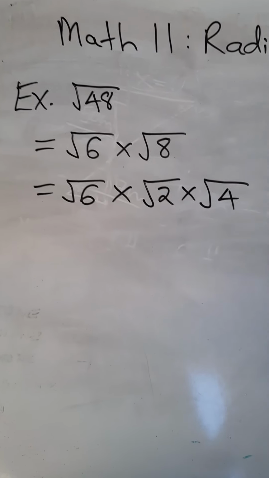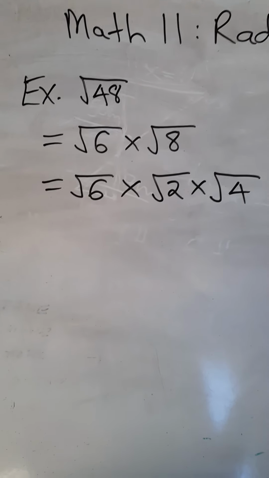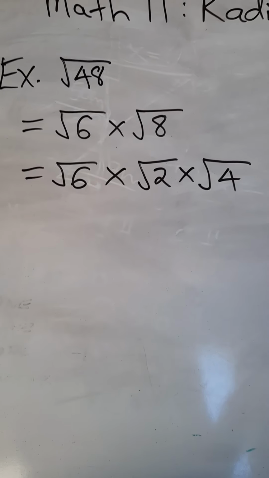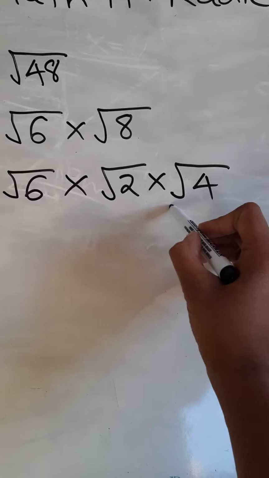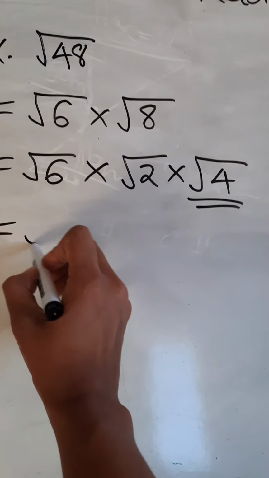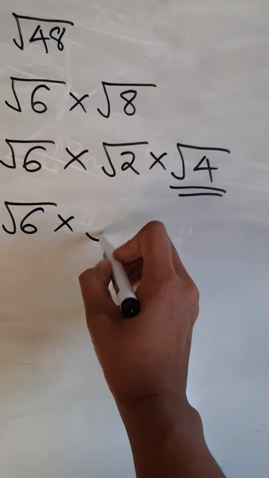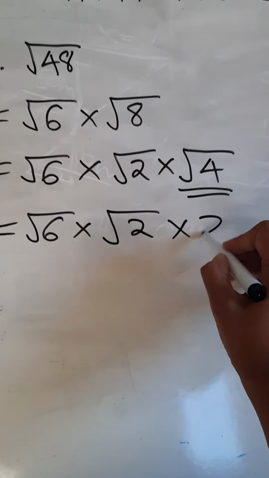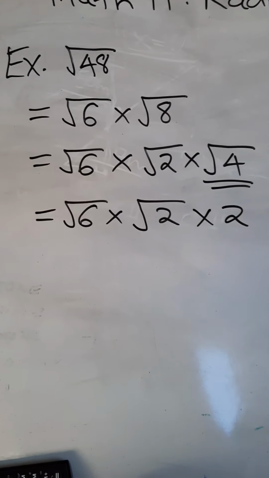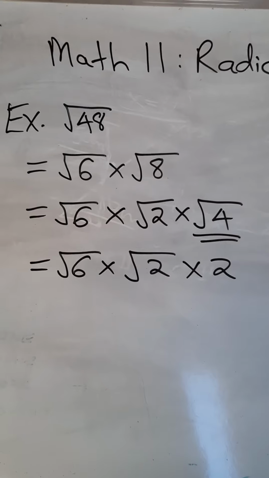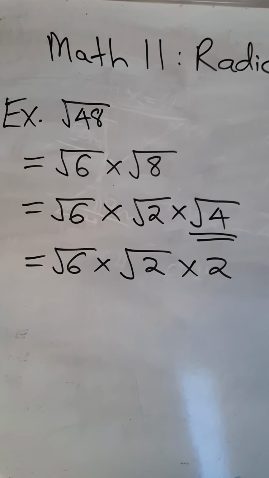Usually when you're looking for the factors, you should look for factors that are complete squares, so I know I can take the square root of it. So here I notice that I can take the square root of 4, which is 2. Okay, so we're just going to rewrite it one more time. Square root 6 times square root 2 times 2. Does everyone see that? Also for square root 6, the only two factors I can get here is the square root 3 times square root 2.